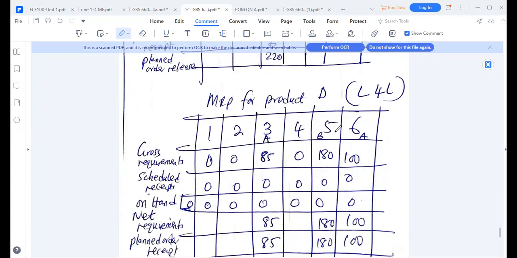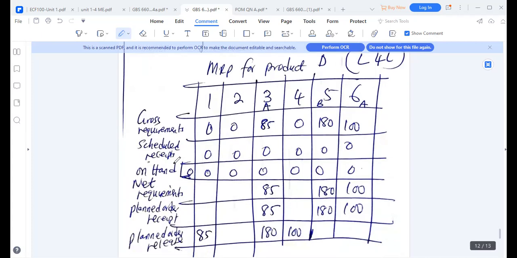So we come up with a single product D. Then from here, we need to check whether we have anything for the scheduled receipts, because this is the format of the MRP. There are 6 components. The first one, like I mentioned, is the gross requirements, then the scheduled receipts, the on-hand, the net requirements, the planned order receipt, and the planned order release. This is the standard format. These are the gross requirements coming from different products A and B.